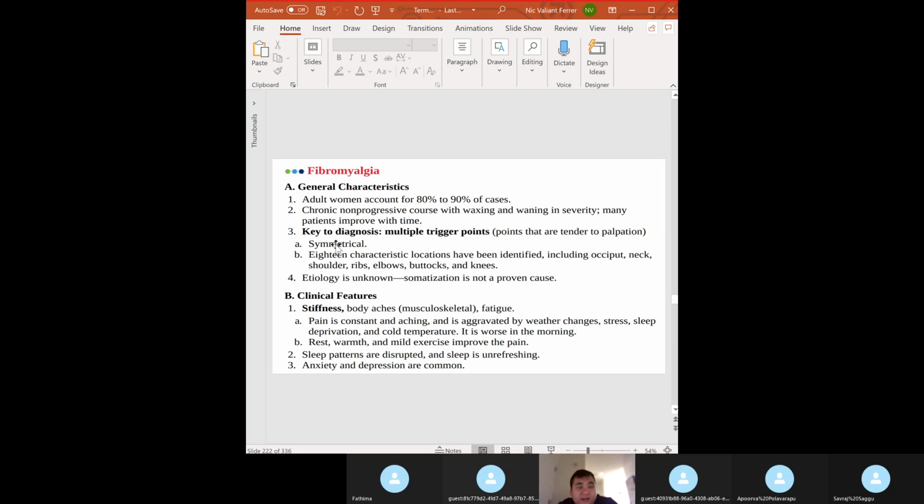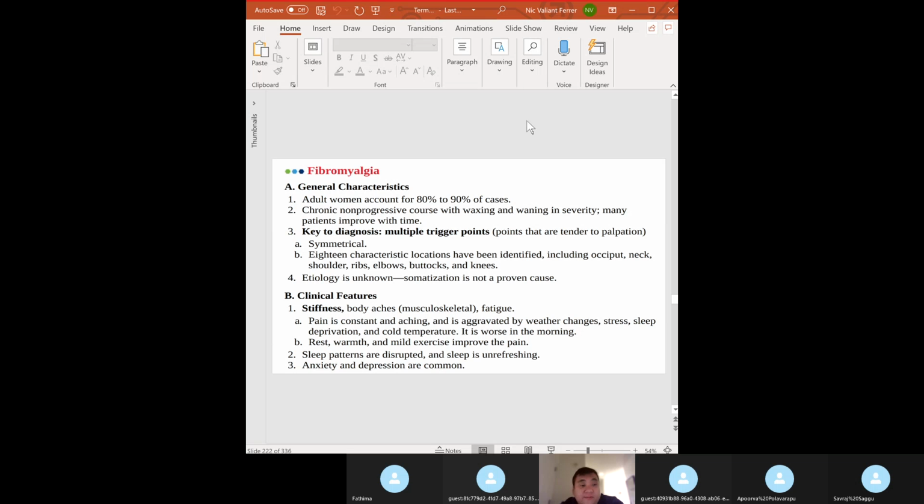High yield. The key to diagnosis is multiple trigger points, meaning the points are tender to palpation. So there are 18 characteristic locations, including the occiput, neck, shoulder, ribs, elbows, buttocks, and knees. So it's multiple trigger points. All of the points are tender to palpation. Sternocleidomastoid, your occiput, your latissimus dorsi, your elbows, right? They are all tender to palpation.